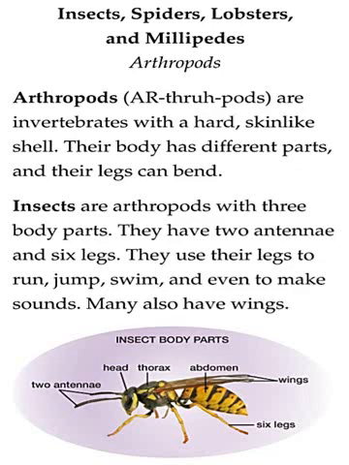Insects are arthropods with 3 body parts. They have 2 antennae and 6 legs. They use their legs to run, jump, swim, and even to make sounds. Many also have wings.